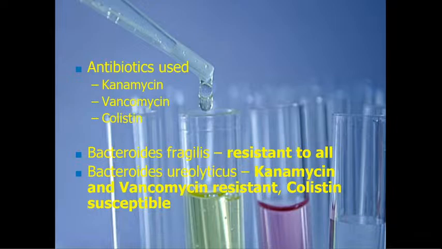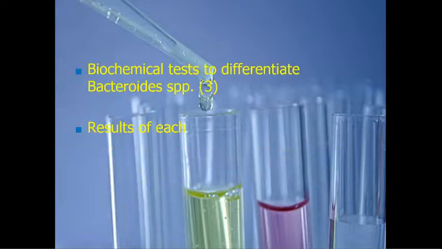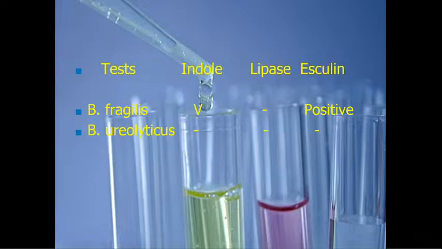All right. Now, what about biochemical tests? We can use biochemical tests also to differentiate these two organisms. There's three tests: indole, lipase, and esculin. Okay, bile esculin. If you need to use bile esculin, you can use that one. For indole, Bacteroides fragilis will be variable, while ureolyticus will be negative. Lipase will be negative for both organisms, and esculin will be negative for only ureolyticus, while for fragilis it will test positive.